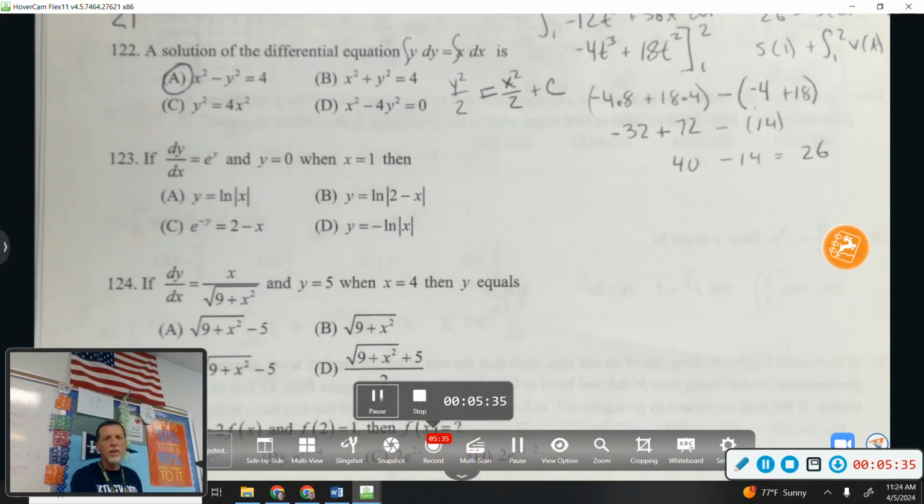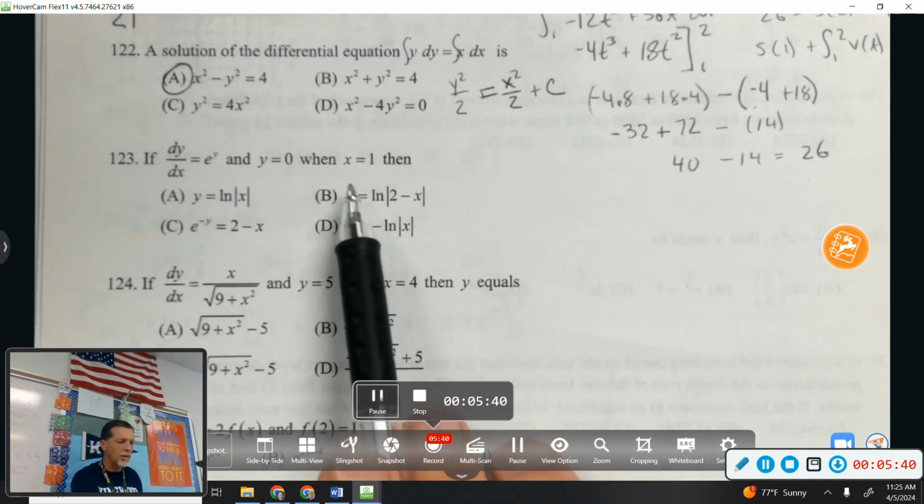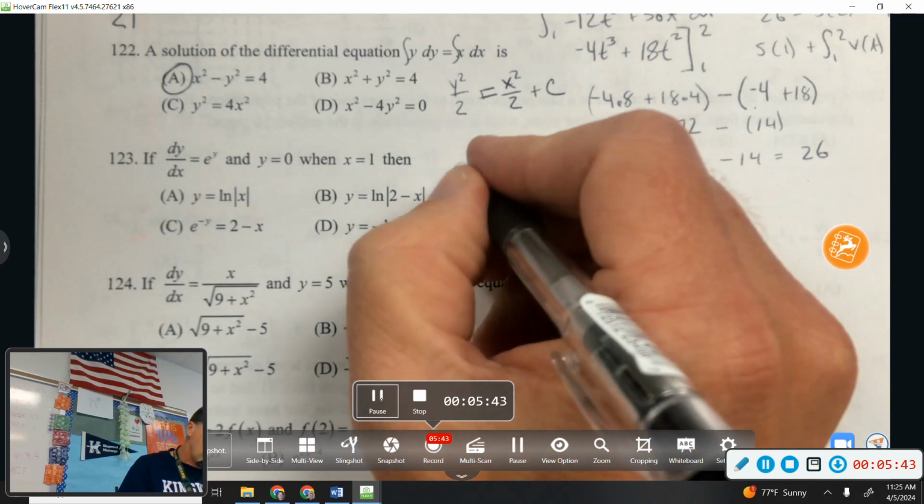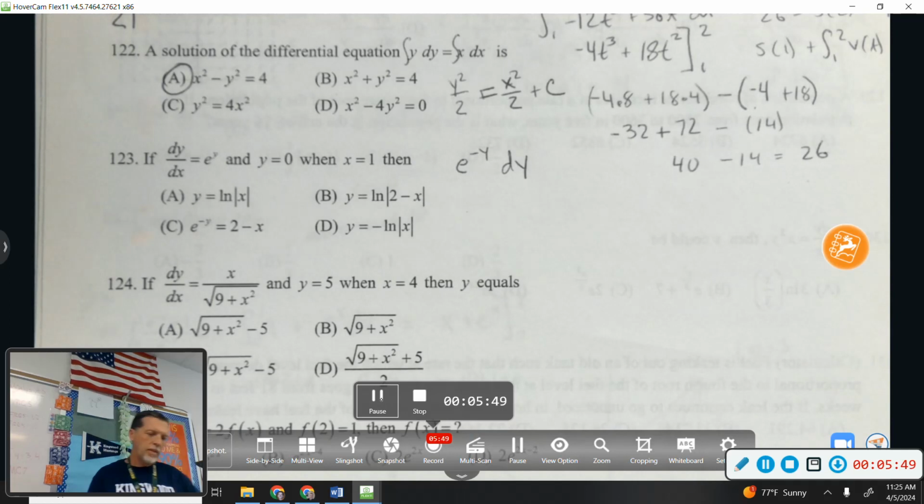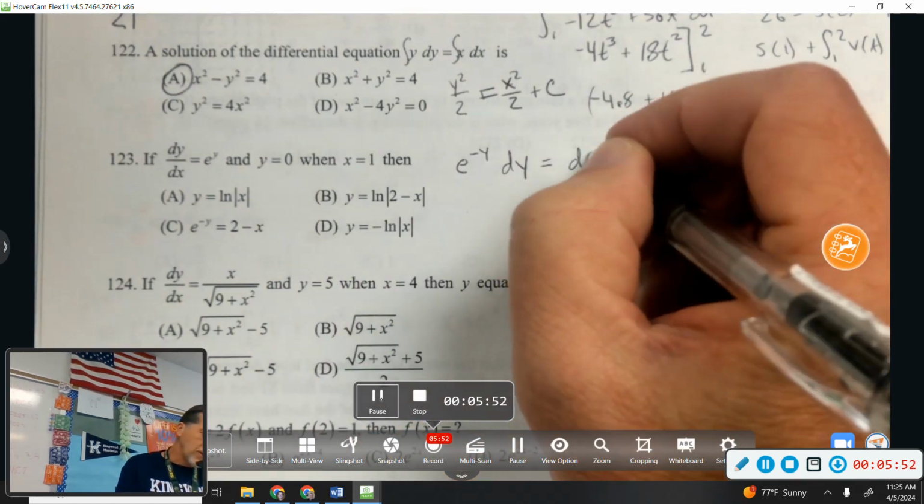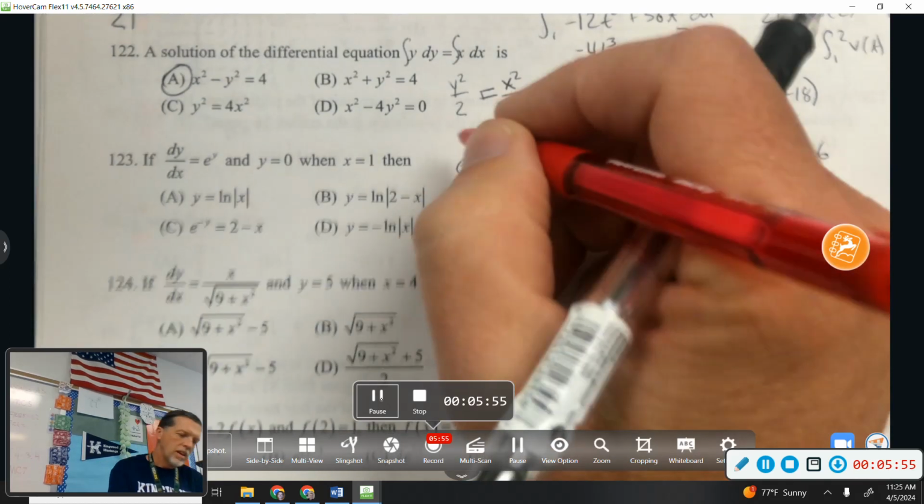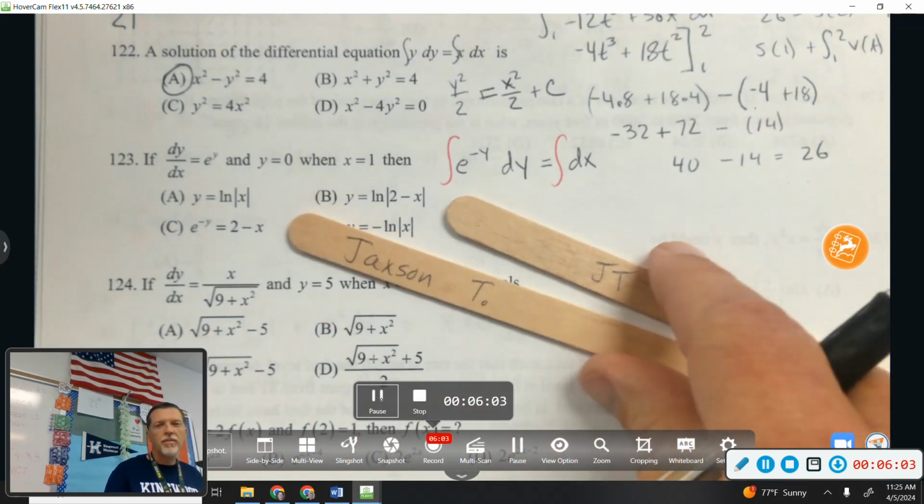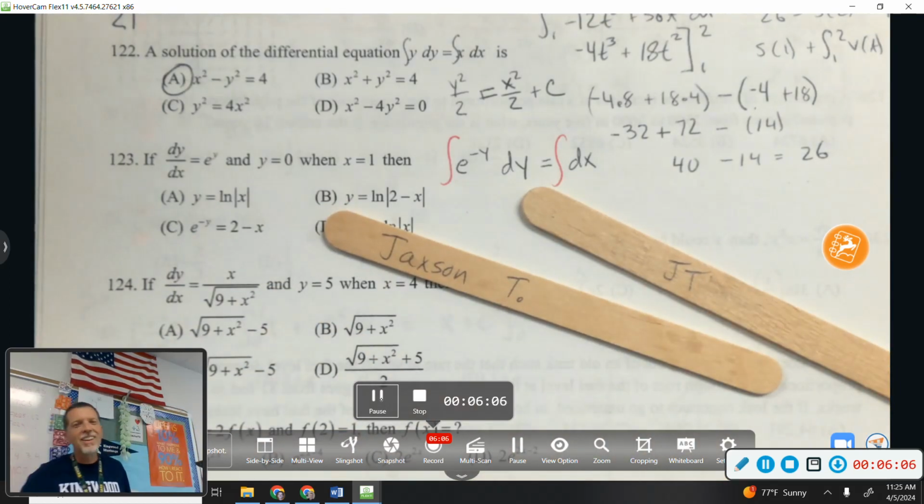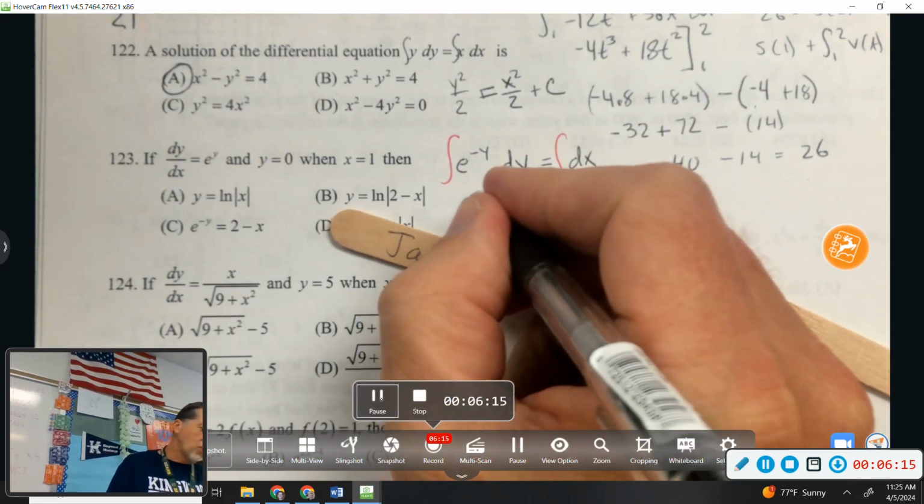123. This one, we're going to have to separate and integrate and plug in the point. So this is going to be like all of the steps. So I'm going to put e to the y on the y side, which makes it e to the negative y. Multiply dx over. So there's my separate step. Then comes the integrate step. So let's pick on some people for the integrate step. Yeah, I got the 2 JTs in the class. Jackson, how about the antiderivative of e to the negative y? It is sort of e to the negative y.